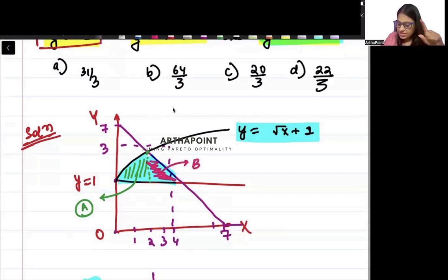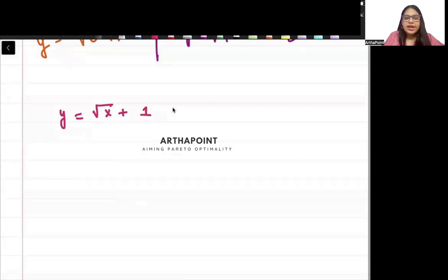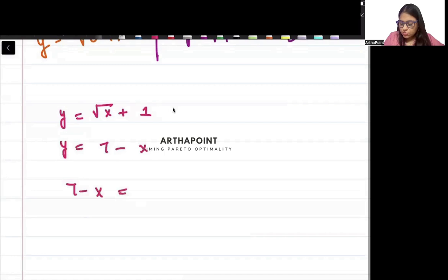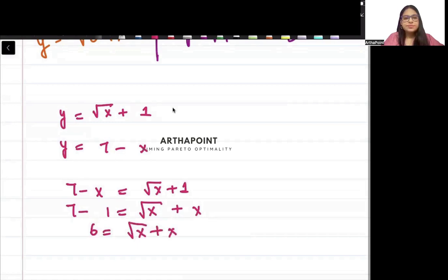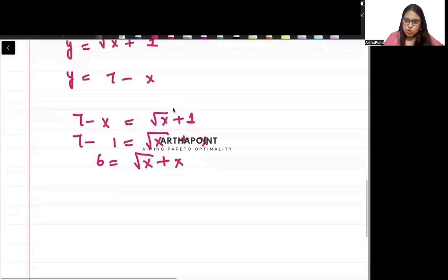To find these areas, I need this point. So what is this point telling me? This is the intersection of this curve and this curve. So how can I find the intersection? One tells me y is equal to root x plus 1. Another tells me y is equal to 7 minus x. So 7 minus x is equal to root x plus 1. So 7 minus 1 is equal to root x plus x. So 6 is equal to root x plus x. Is it clear? Let's solve this out.